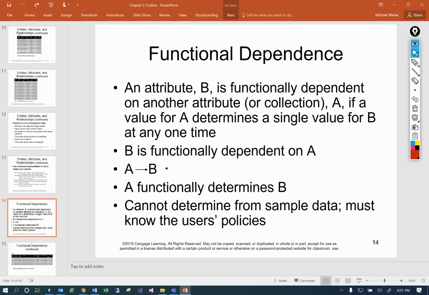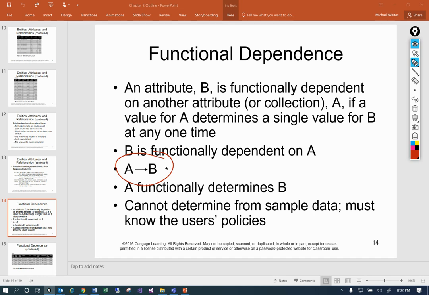If an attribute, such as B, is functionally dependent on another attribute or collection of attributes, let's say A, if a value for A determines a single value of B at any time, then B is functionally dependent on A. To do that, when you want to say that in your notation, this is how you do it. You are saying that A is functionally dependent on B. Excuse me, I said that backwards. And by the way, you're going to get that. That's what's going to happen in your homework. You're going to get it backwards. This actually says B is functionally dependent on A.